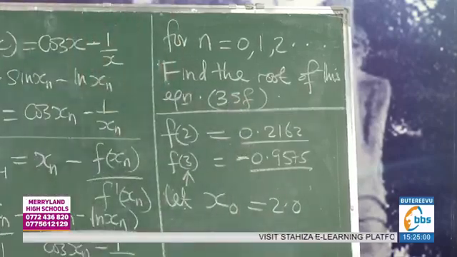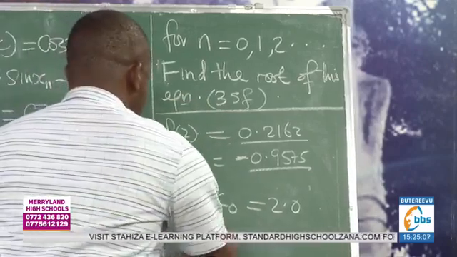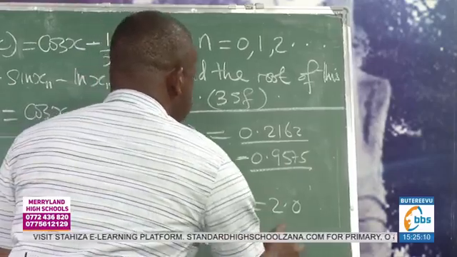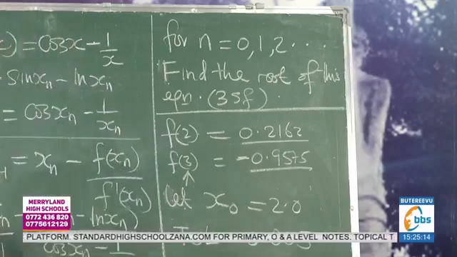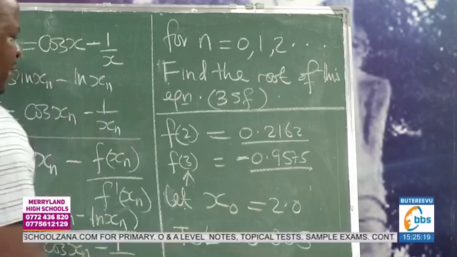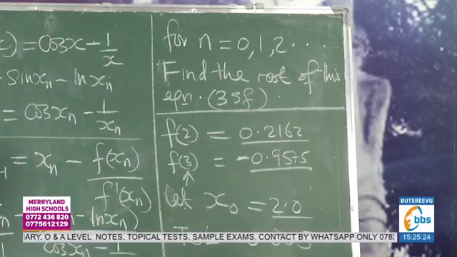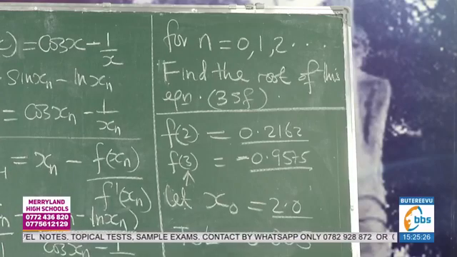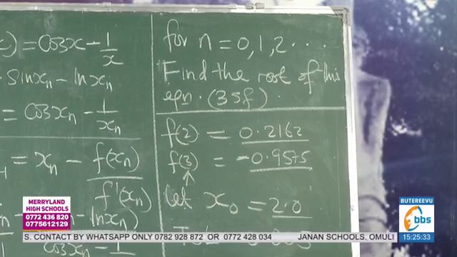When they tell you 3 significant figures, it is going to help you to get the tolerance. Our tolerance will therefore be 0.005. This is our error range. So we shall start with this one and look for our x1. I hope you've captured this so we can start right away.